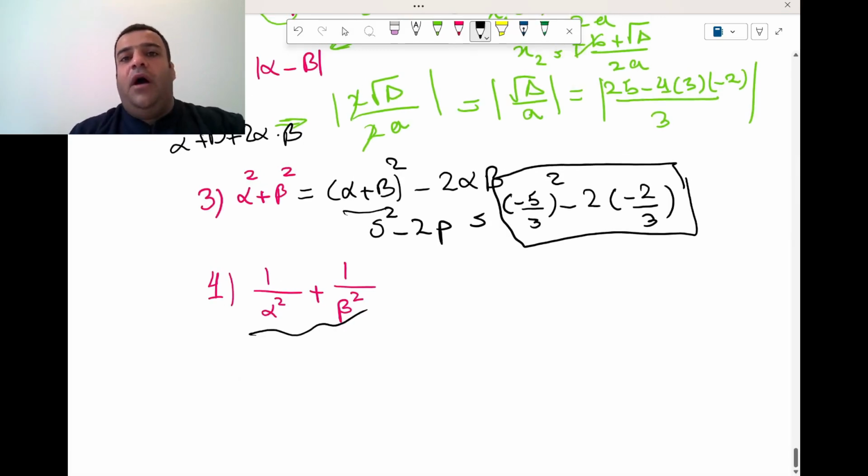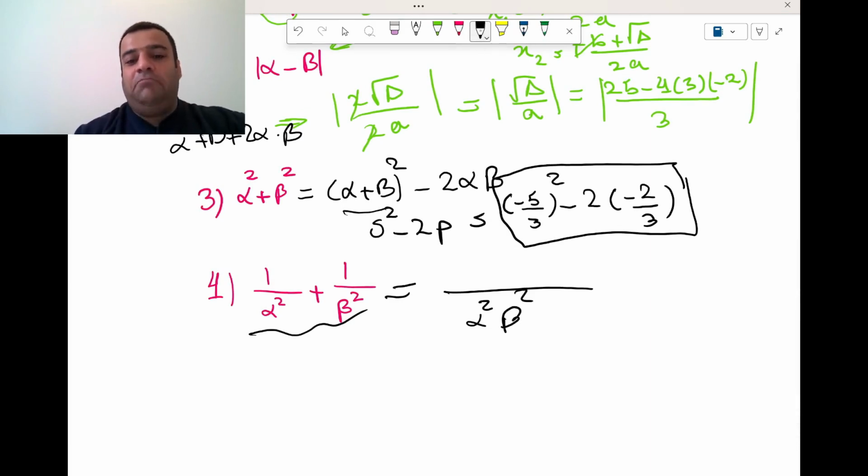What about this one? Can you tell me how I must calculate this? Yes, alpha power 2. I think you must solve this in the description for me. Yeah, it's the best idea.